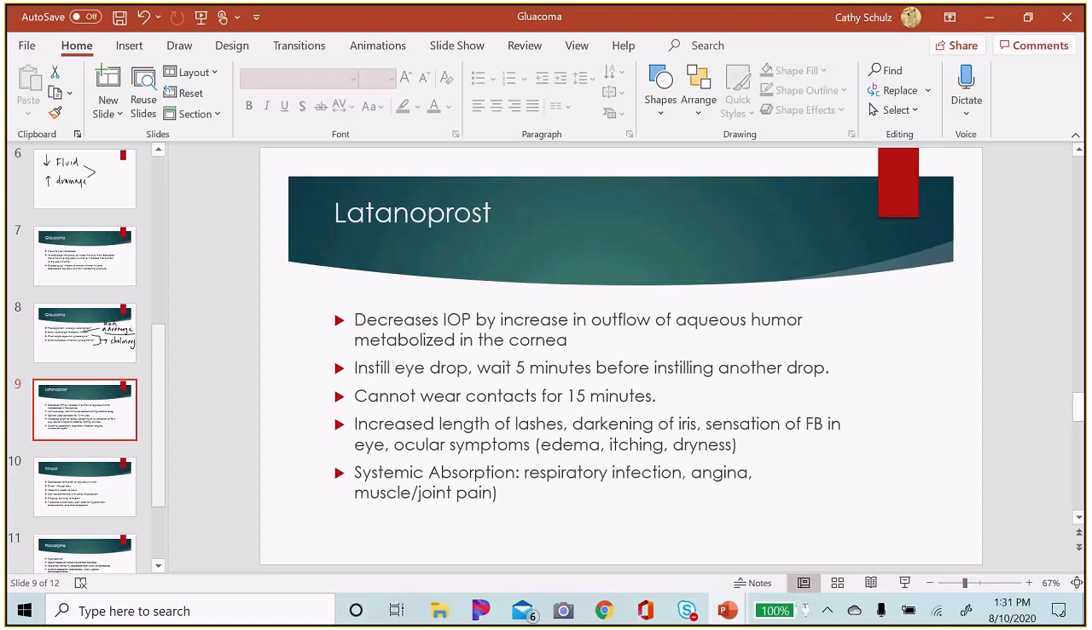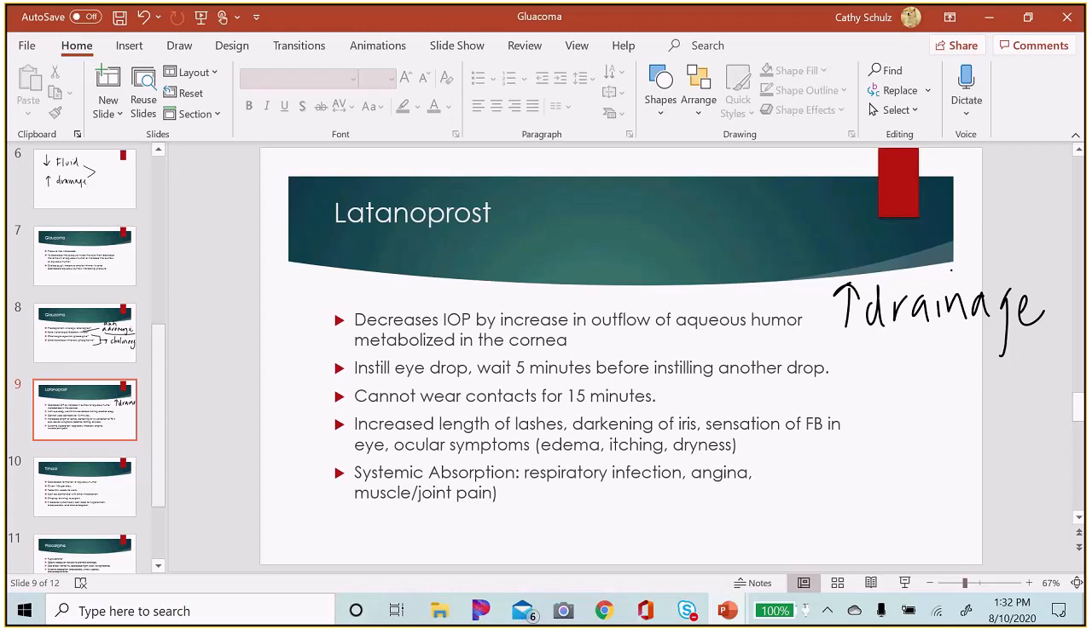So latanoprost increases the outflow of aqueous humor. So that's how we decrease the intraocular pressure. So we increase drainage. So you instill the eye drop, wait 5 minutes before instilling the second drop, because usually it's 2 drops. You should take the eye contacts out prior to instilling the drops, and then you shouldn't put them back in for at least 15 minutes.